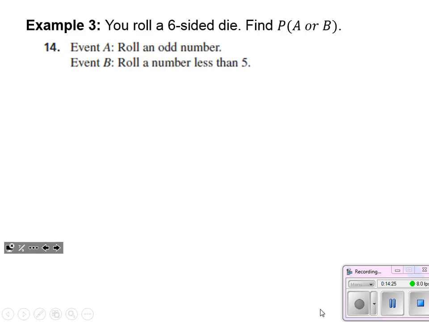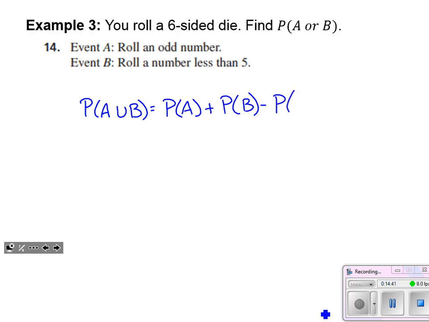All right, we're back to rolling our six-sided die. Find the probability of A or B. All right, so yet again, probability of A or B is probability of A plus probability of B minus the probability of A and B.